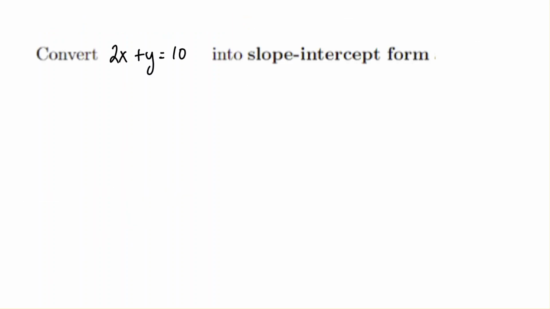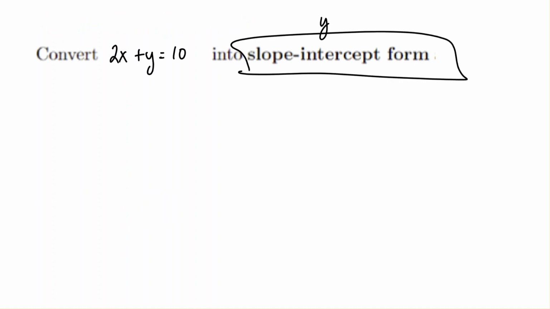Now here we're asked to convert this straight line equation into slope-intercept form. Slope-intercept form is y equals mx plus b. Be sure to pause if you haven't. Try this on your own. And here we're going to use algebra. The whole thing about slope-intercept form is we want y to be by itself on one side.